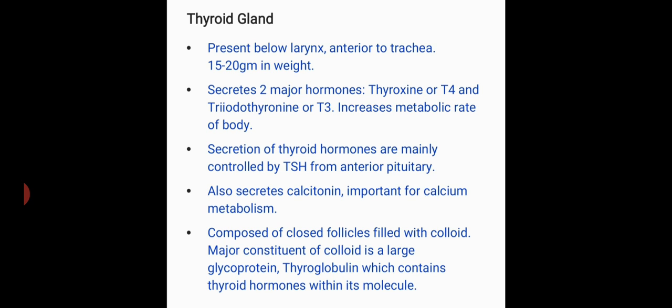Function of these hormones is to increase the metabolic rate in our body. If these are absent, then the basal metabolic rate decreases 40 to 50%. And if they are present in excess, then the BMR increases 60 to 100% than the normal range. Secretion from the thyroid gland is mainly controlled by thyroid stimulating hormone, which is secreted from the anterior pituitary gland.